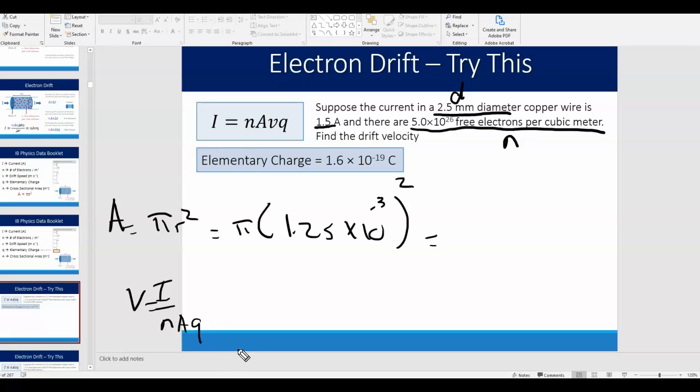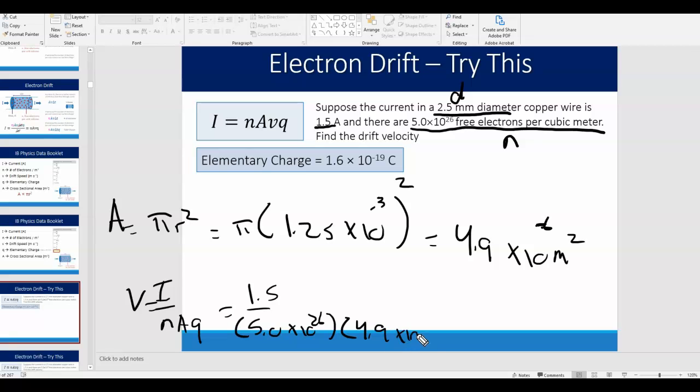Okay, so V would be I over NA times Q. So I'm just going to quickly do pi times 1.25 times 10 to the negative 3 squared. So the area is 4.9 times 10 to the negative 6 square meters. And then I just need to plug in, solve. Now, something very interesting happens when you actually start plugging these numbers in that I'll show you in just a second.